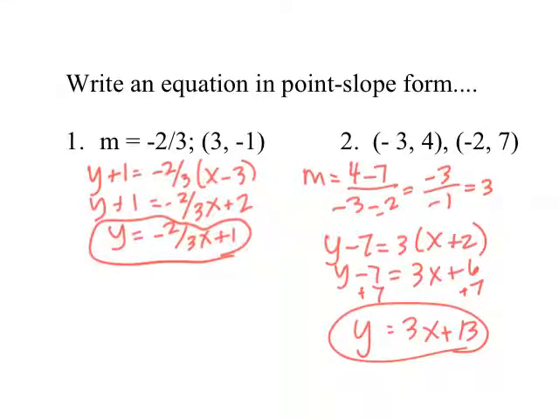When you distribute, don't forget negative 2/3 times negative 3. Negative times a negative is a positive. And 2/3 times 3 is 2. And then, of course, we subtract the 1 and get plus 1.